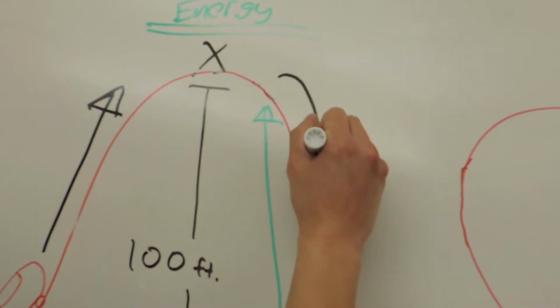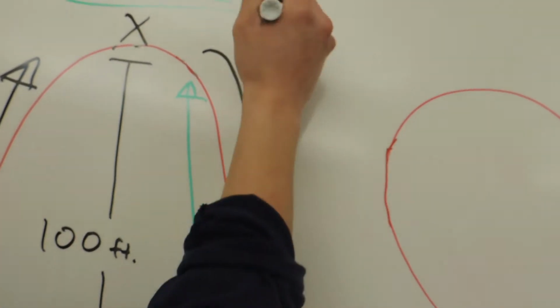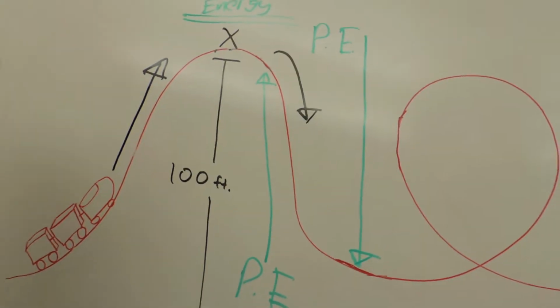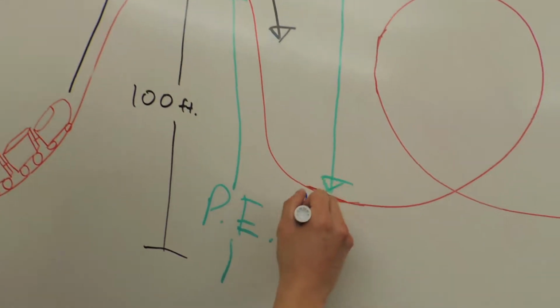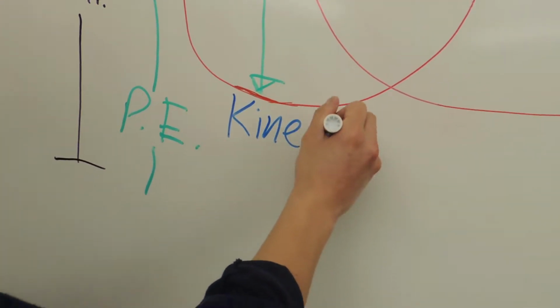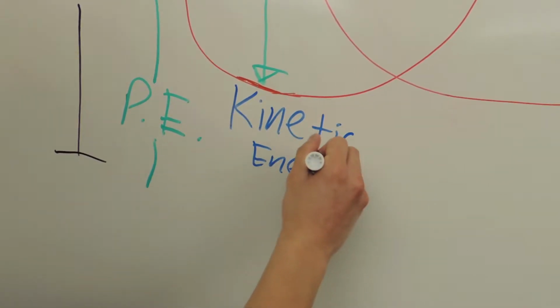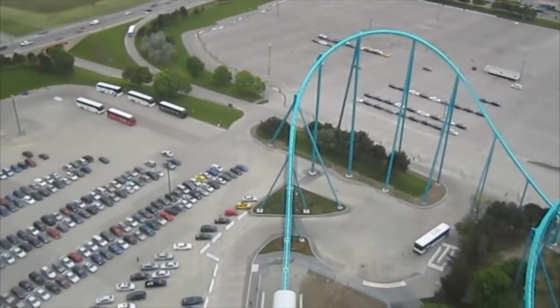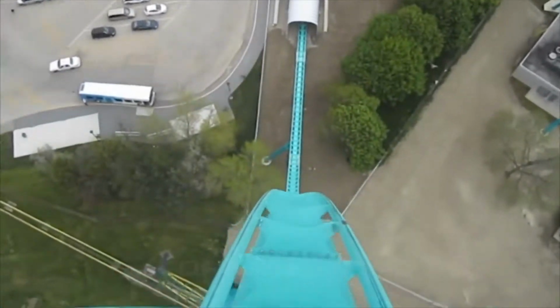As the roller coaster moves down the hill, potential energy decreases, but due to the law of conservation of energy, this energy does not disappear. Instead, it is transformed into another type of energy, kinetic energy. Kinetic energy is the energy an object has due to its motion. The faster an object moves, the more kinetic energy it has.